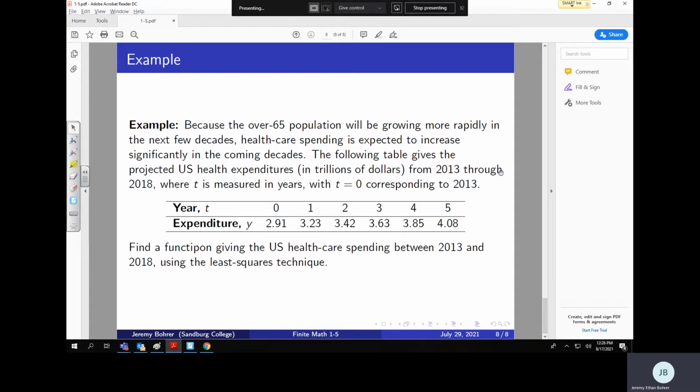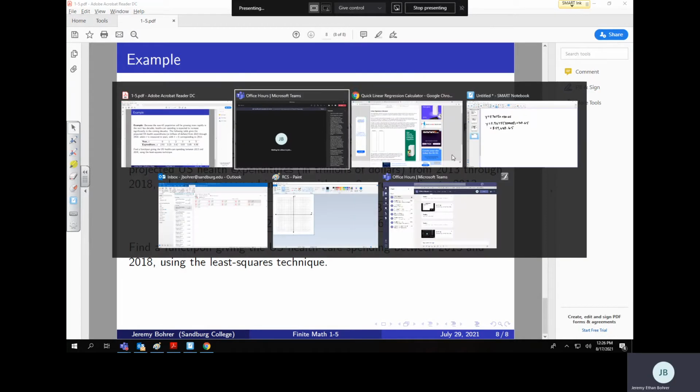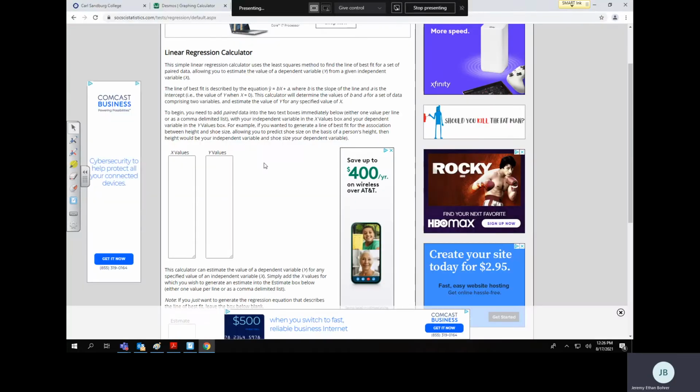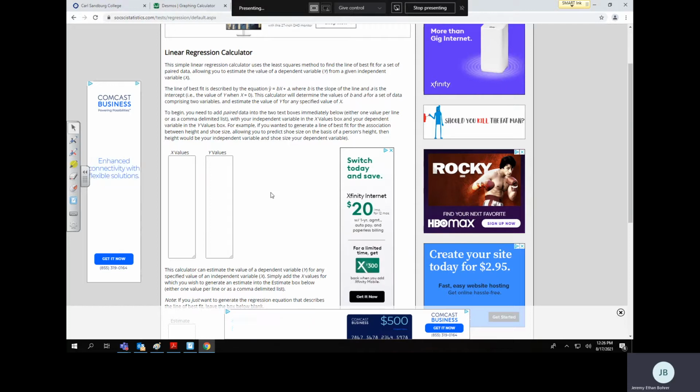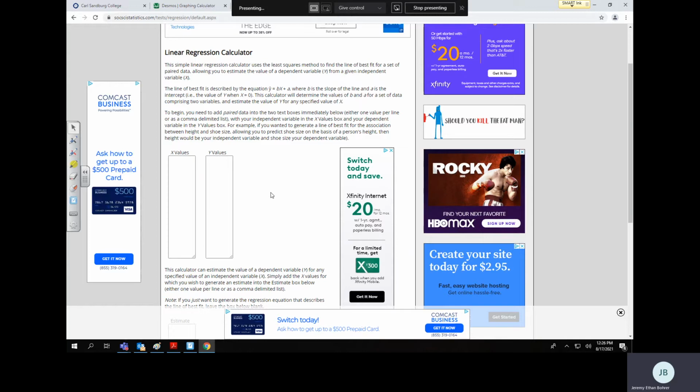So I've already found a calculator. We're just going to go over to that page. And here's our calculator. This is at socialsciencestatistics.com/tests/regression/default.aspx. Just Google linear regression calculator and you'll be there.